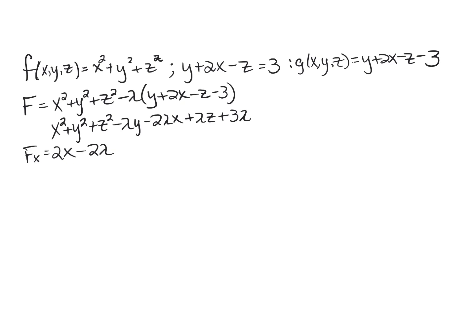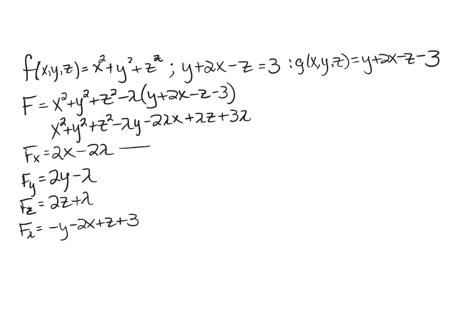So the first partial with respect to x is going to give me 2x. These are all zeros, and I get minus 2 lambda. With y, I get 2y minus lambda. For z, I get 2z plus lambda. And then with respect to lambda, I get the constraint multiplied by a negative. So minus y minus 2x plus z plus 3. See where that constraint comes in?